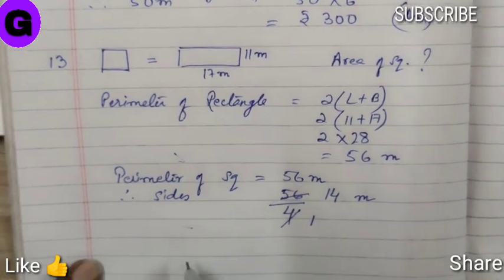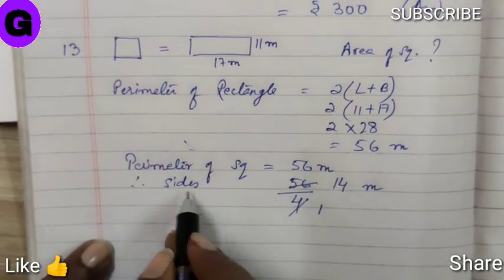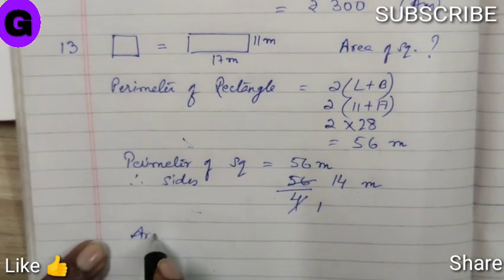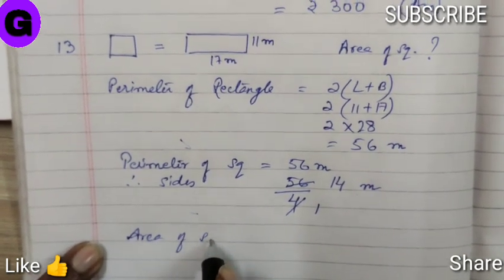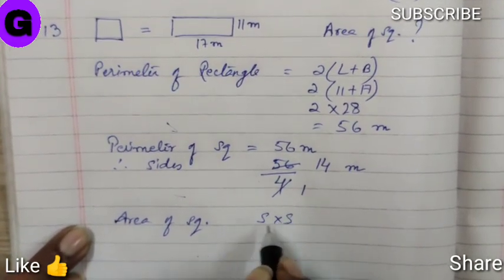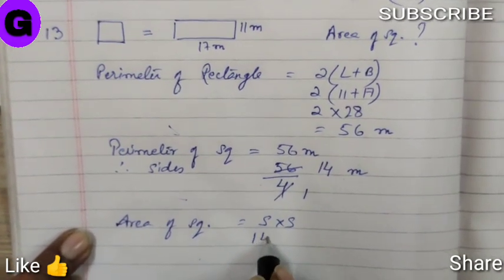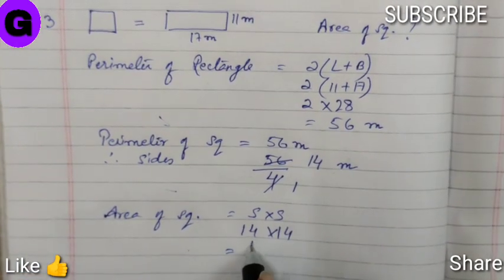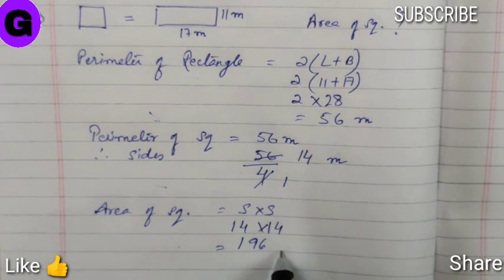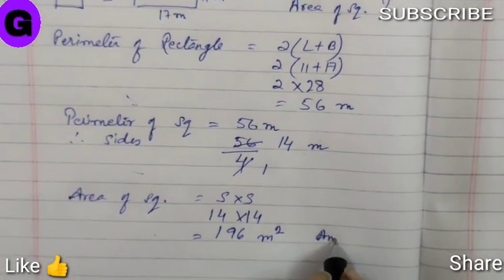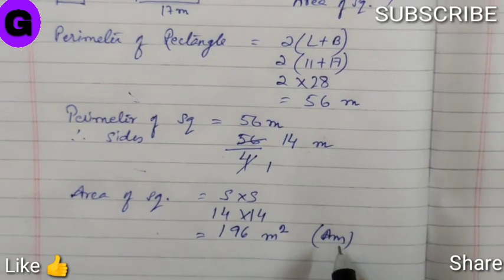Now since we know the side of the square, we can easily find its area. So area of square is side into side, that is 14 into 14 is 196 meter square. So this is the answer.